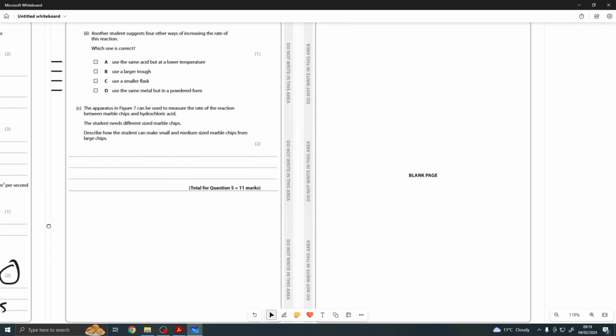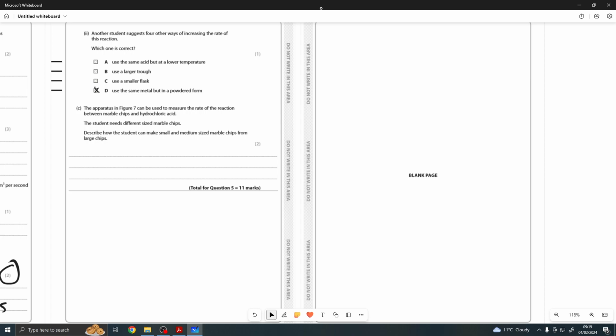Nice. So, a student suggests 4 other ways of increasing the rate of reaction, which is correct. Okay, so if we use the same acid but at a lower temperature, is that going to increase the rate of reaction? No, it's not. Use a large trough. What difference would that make? Use a smaller flask. Again, what difference would that make? Use the same metal but in a powdered form. Okay, if you break it up, is it going to react faster? Yes, it is. The answer is D.